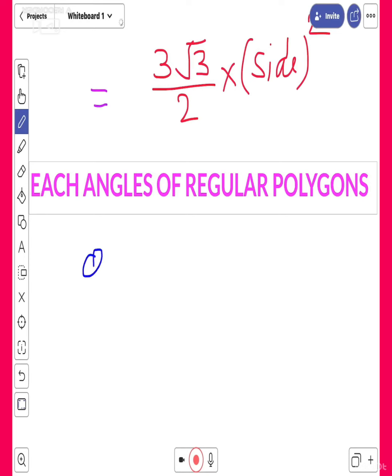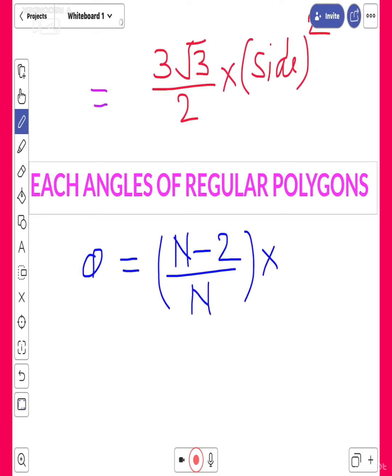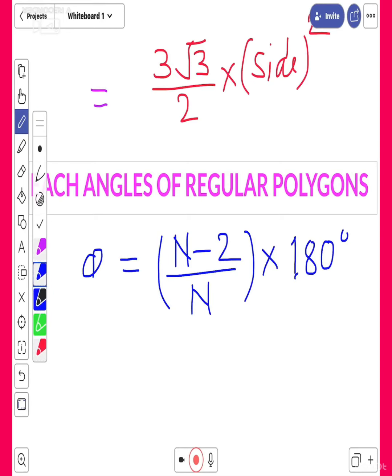It is theta equal to (n minus 2) divided by n, into 180 degrees. You can write n as capital N also. So dear, now you can find each angle of any regular polygon. First of all, I want to find each angle of a triangle.